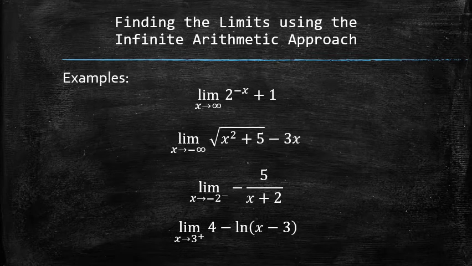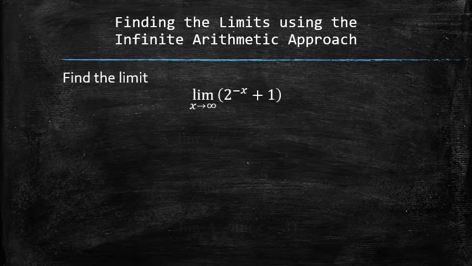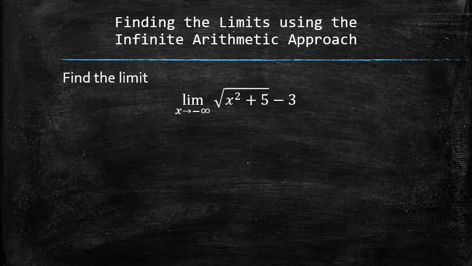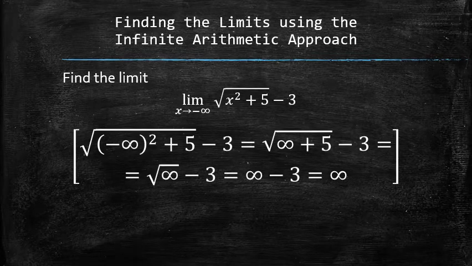Let's consider the following examples. To find the first limit, we replace x with infinity and perform the operations. The answer is 1. To find the next limit, we replace x with negative infinity and perform the operations. The answer is infinity.